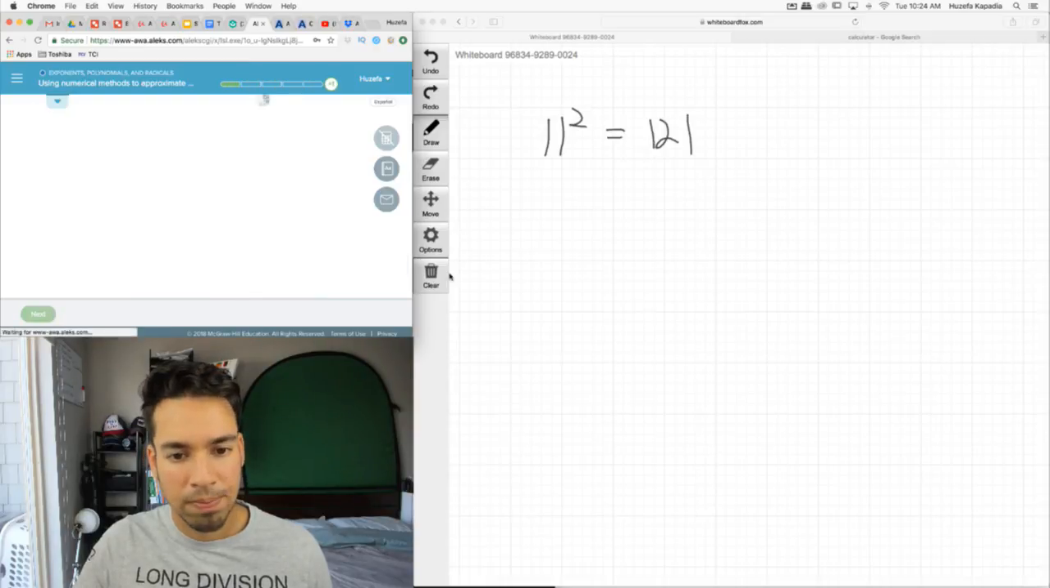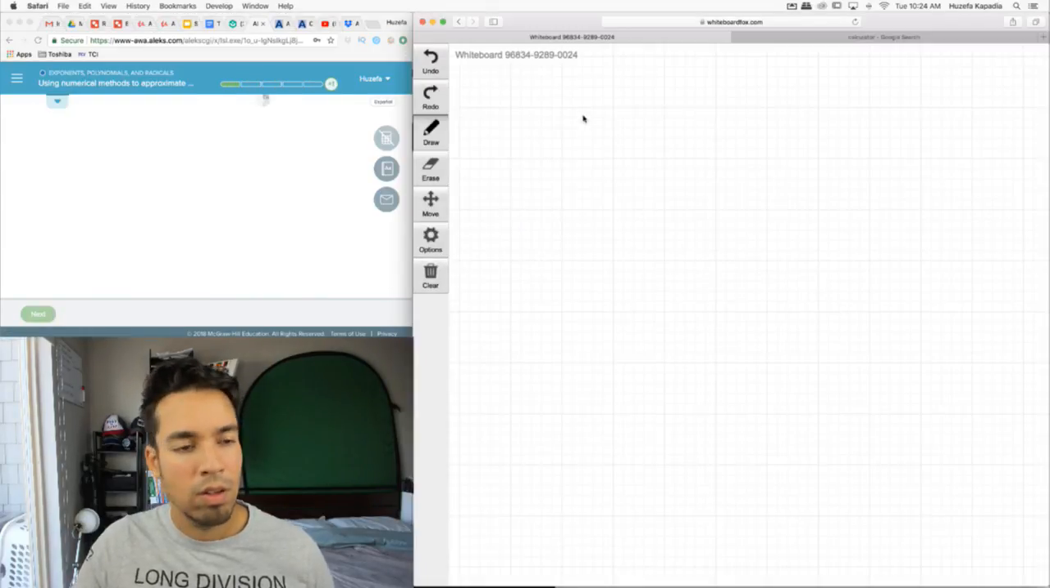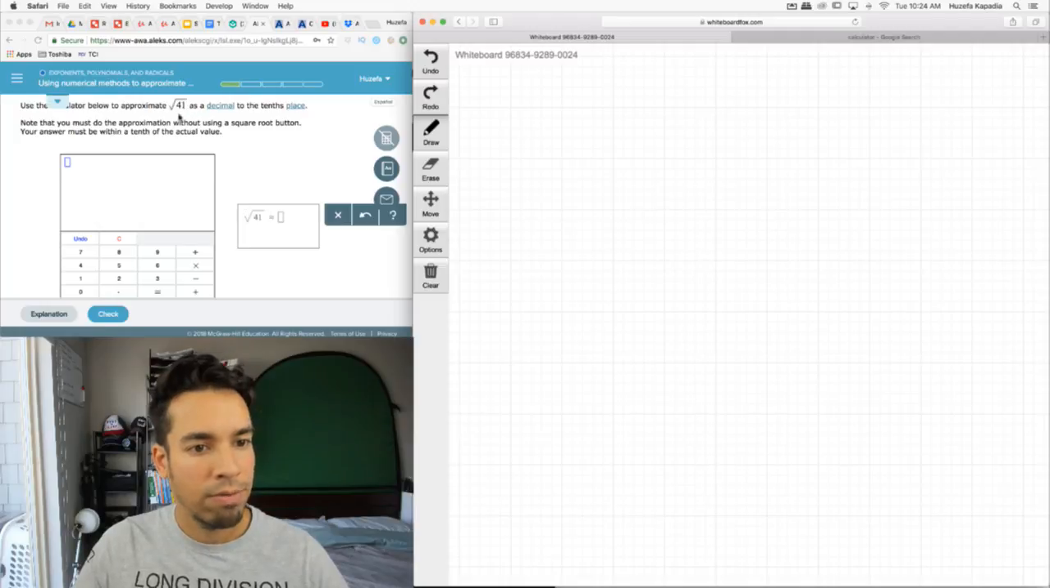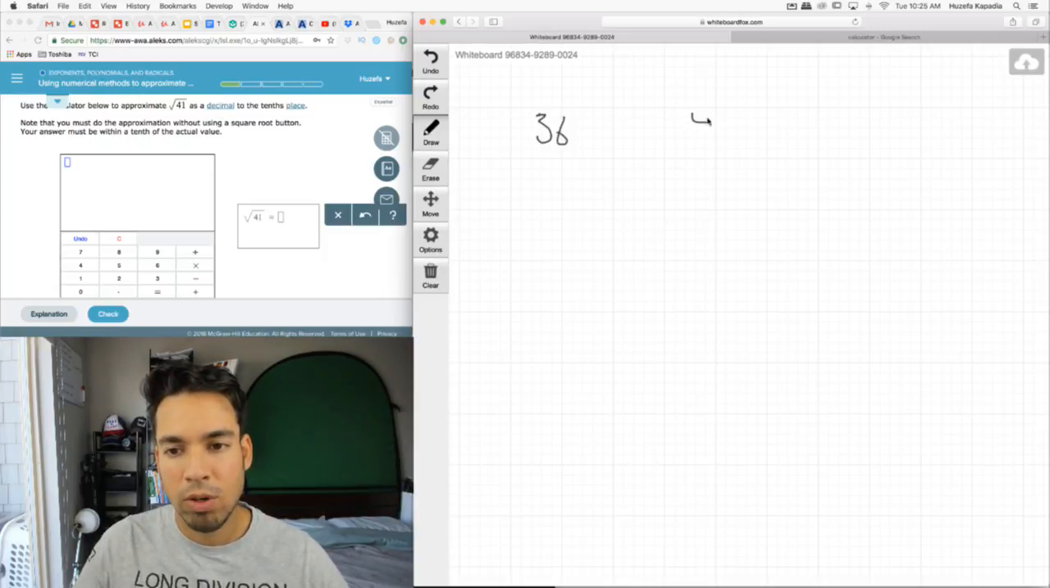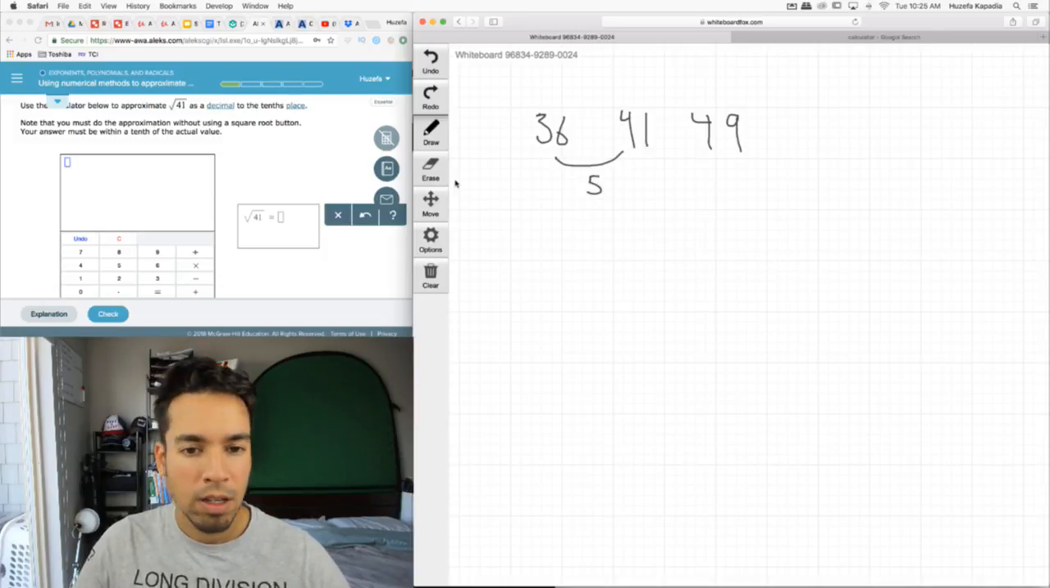All right, next. All right, square root of 41. So what's my baseline? I'm trying to think of the perfect square that's closest to 41. On either side, we've got 36 and 49. But in terms of 41, this is closer. It's only 5 away. So I know it's going to be 6 point something.